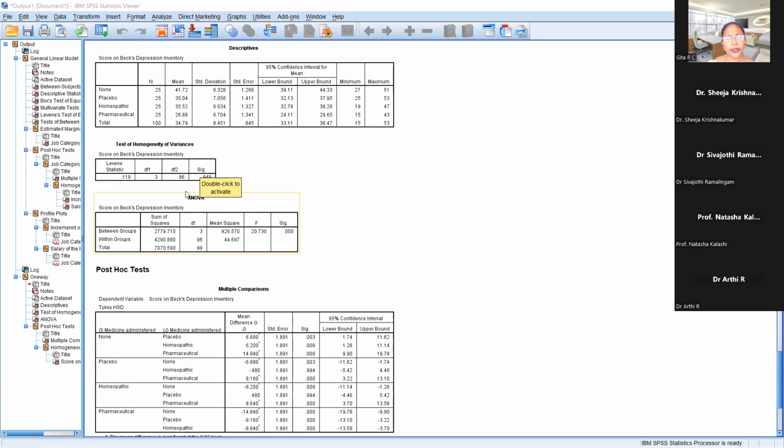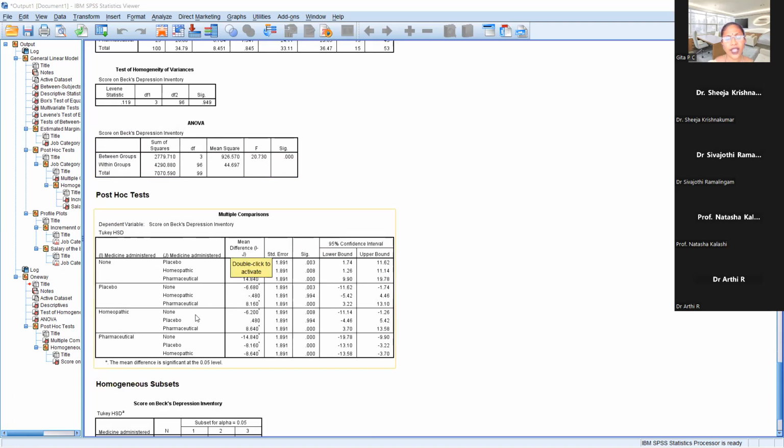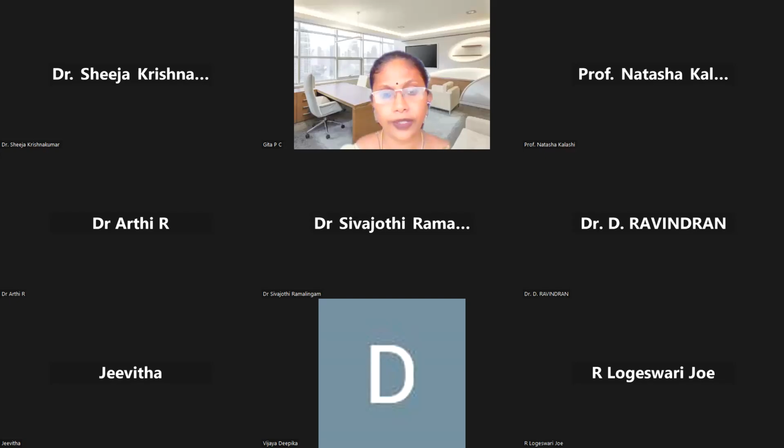Then after interpreting this, you have to talk about the mean score of depression between the four different groups. Then at the last, you should say which groups have a significant difference. So I hope it's clear. I'm going to go back to my PowerPoint.